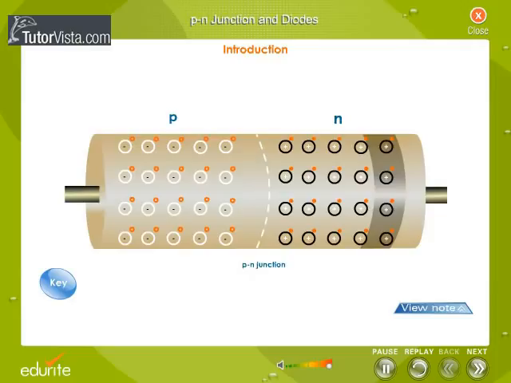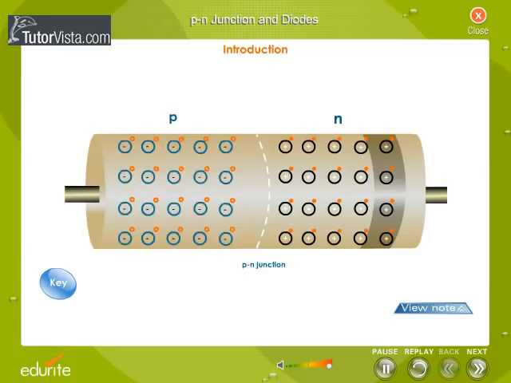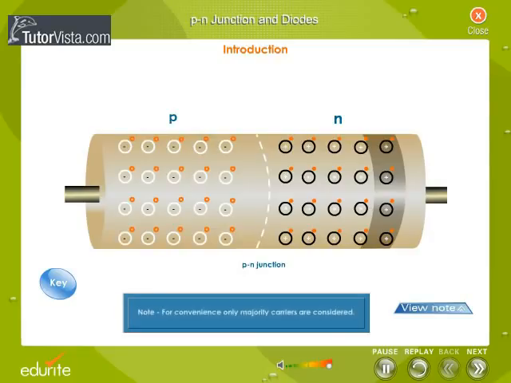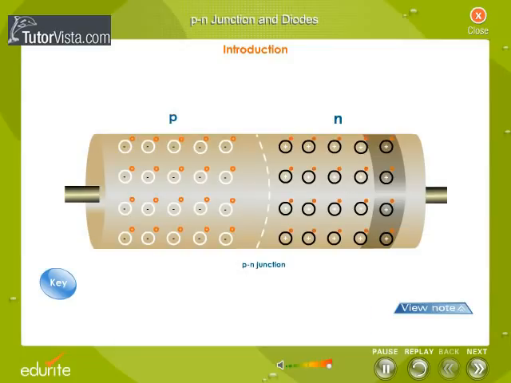Immediately after it is formed, the P region contains holes which are mobile and negatively charged impurity ions, which are immobile, and the N region contains positively charged impurity ions, which are immobile and mobile electrons. Many electronic devices use P-N junctions.